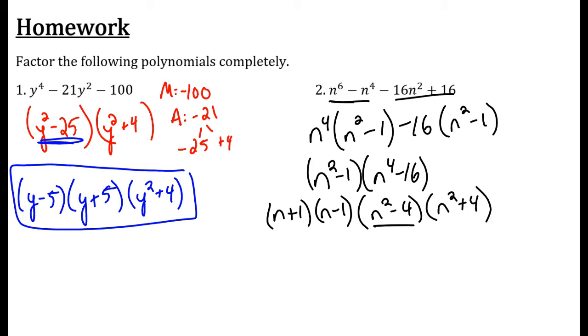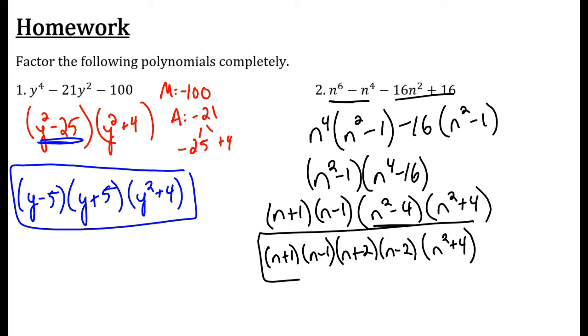And oh my goodness, look what we've got again, the difference of perfect squares. So my final answer is n plus 1, n minus 1, n plus 2, n minus 2, and then we've got this quadratic that's irreducible. We can't factor it anymore over the real numbers, so we leave it alone. This expression is equivalent to this polynomial here. That 4-term polynomial is equivalent to the product of these 5 factors. They look different, but they have the same value.